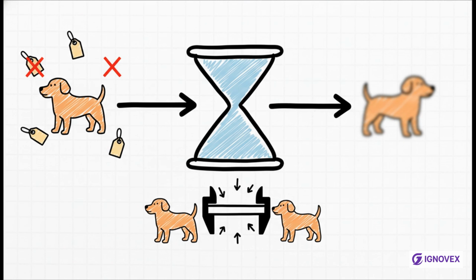Now, maybe the most remarkable part of all of this is how it learns. This is a type of unsupervised learning. We don't need to give it any labels, no cat, no dog. The input image is its own answer key.